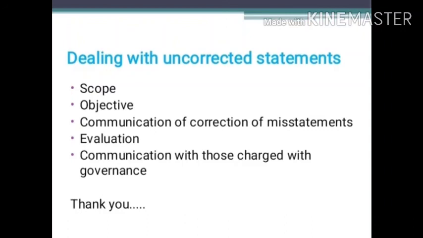The presentation and disclosure of the segmented information in accordance with the applicable financial reporting framework is a very important thing in communication, because whatever you do will be within the framework of financial reporting, and whether they are corrected or not corrected, that has to be disclosed in the financial report. So this is how the auditor is going to deal with uncorrected statements with management.